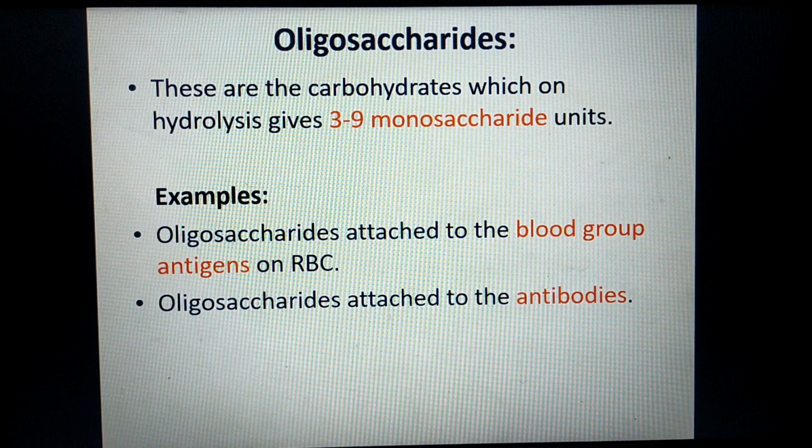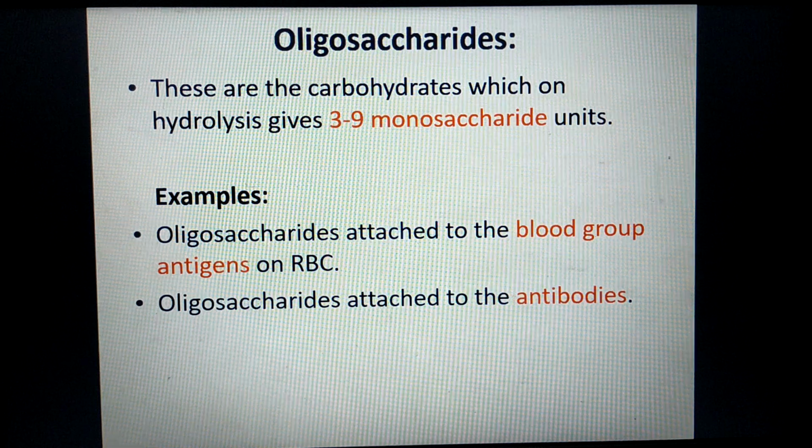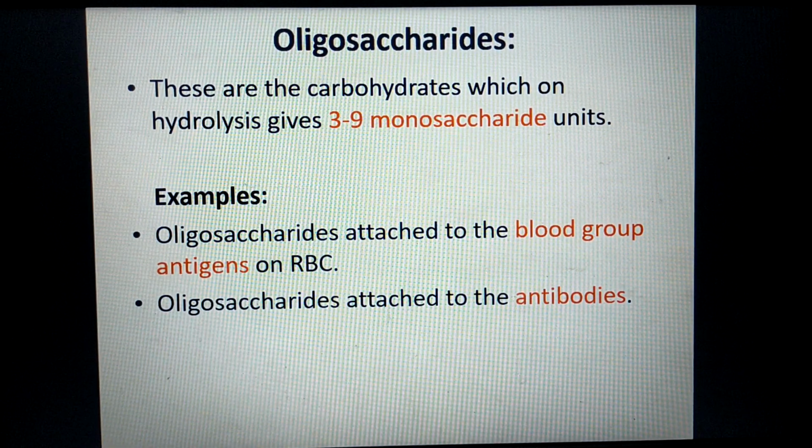Next class of carbohydrate is oligosaccharides. These oligosaccharides are not freely found, therefore no name is given for these oligosaccharides. Oligosaccharides are the carbohydrates which on hydrolysis give 3 to 9 monosaccharide units. The examples of these oligosaccharides are found on blood group antigens on the RBC surface, or the oligosaccharides are also found along with the antibodies which are protein in nature.